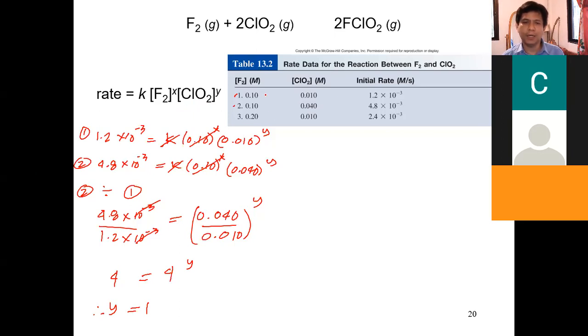Ganun lang, maghahanap lang kayo ng hindi nagbabago yung concentration ng isang reactant. Like for example, experiment 1 and experiment 2. Now, in order to determine yung X, so ganun din, hanap din kayo na hindi nagbabago yung ClO2. So itong 1 at saka itong 3. Diba? Hindi nagbabago yung ClO2. Pareho silang equal sa 0.010.